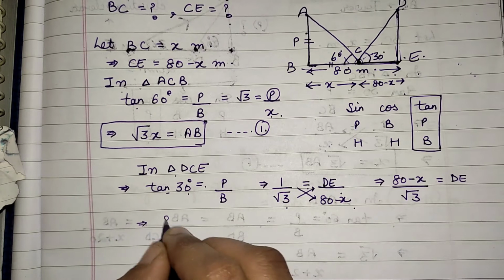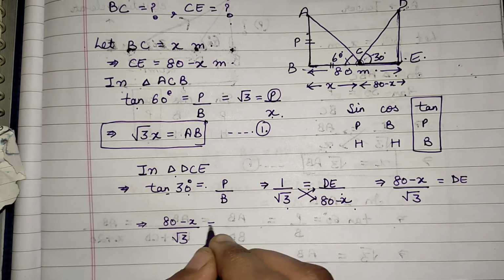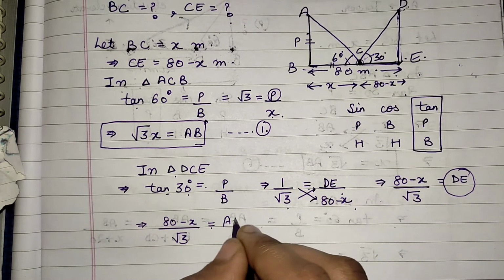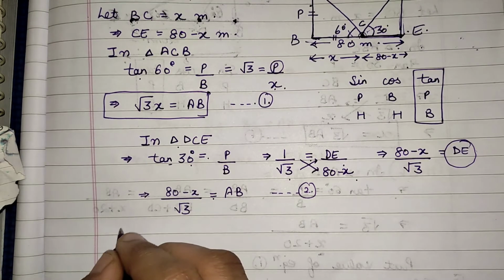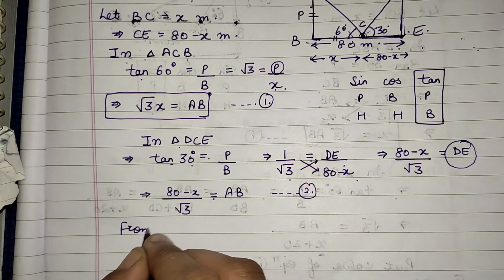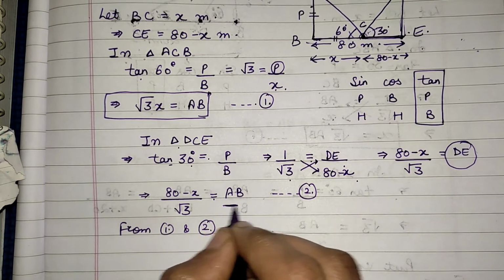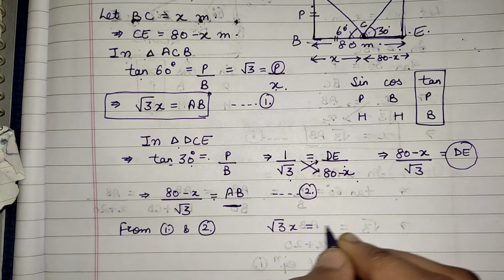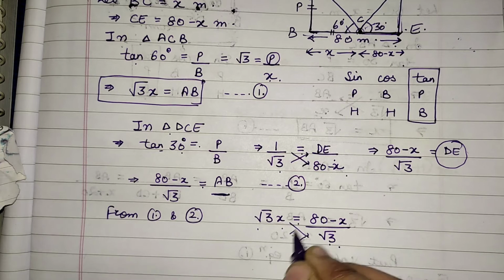Because the height of both the poles is equal, I can say that AB is equal to DE. So in place of DE, I can write down AB. Okay, so both the equations will be equal. From equation number 1 and 2, I can say both are the values of AB. So I can say that root 3x is equal to (80 minus x) by root 3.